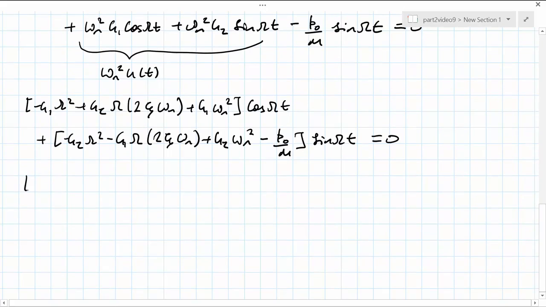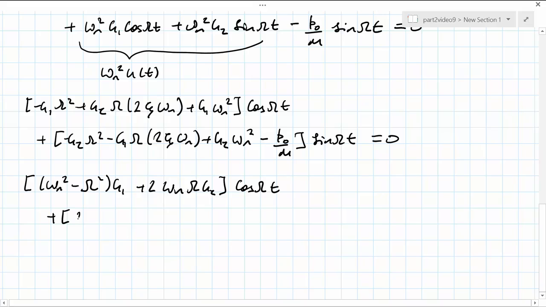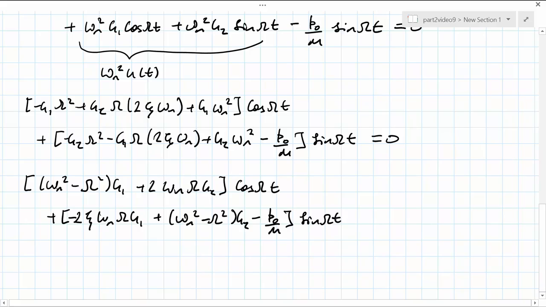Simplifying this expression further, we then have omega n squared minus capital omega squared times G1 plus 2 times zeta omega n capital omega G2, times cosine omega t, plus minus 2 zeta omega n times capital omega G1 plus omega n squared minus capital omega squared times G2 minus p naught over m, times sine omega t, and that's equal to 0.